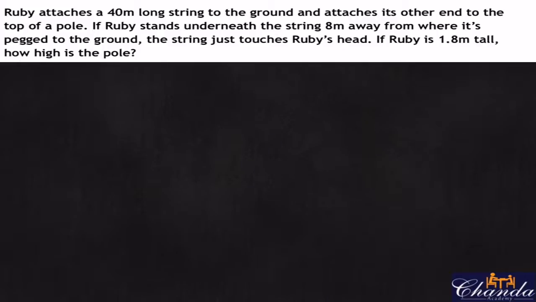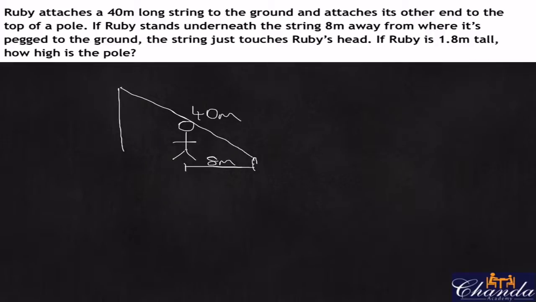Okay, so let's first draw out this particular scenario. So again, there is a pole. She attaches a 40-meter long string to the top of the pole, to the end, to the ground. So again, it's being pegged to the ground there. This is 40 meters long. Then it says Ruby stands underneath the string. So that can be Ruby there, 8 meters from where it's pegged to the ground. So that's 8 meters right there. And Ruby, it seems, is 1.8 meters tall.